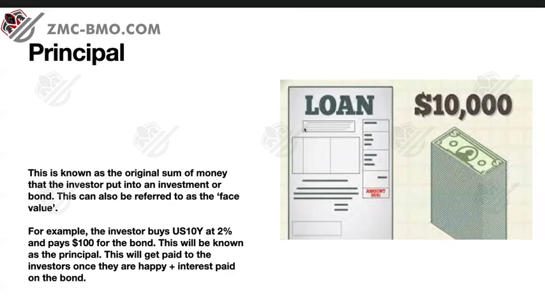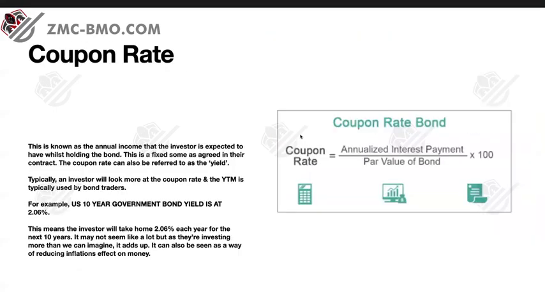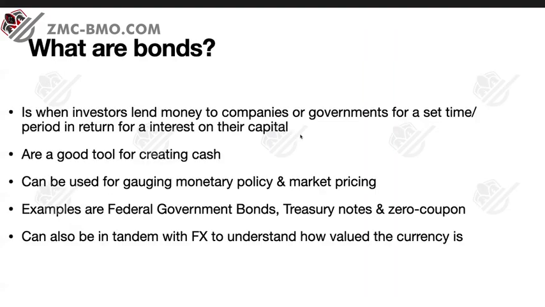So we just wanted to start super basic. But just to summarize, we have to be looking more towards the coupon rate on the bond, the government issued especially, because as I said at the start, it can be used for gauging monetary policy and market pricing.